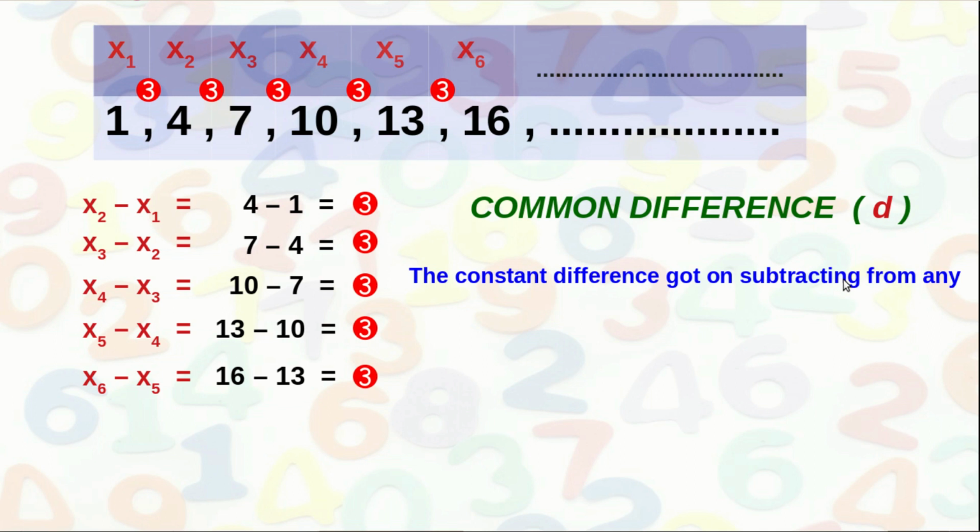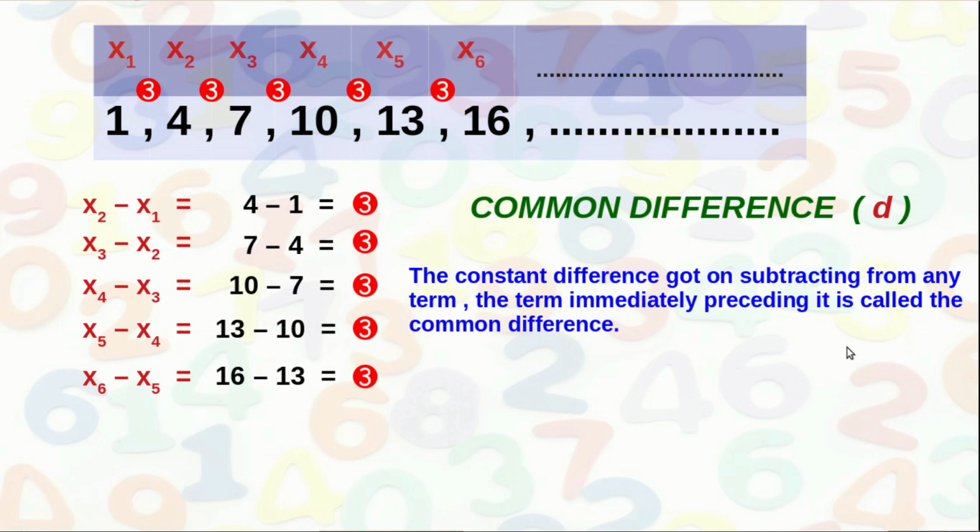The constant difference got on subtracting from any term the term immediately preceding it is called the common difference. So what is the common difference of this sequence? The number 3 is added repeatedly. Therefore, the common difference is 3 here.